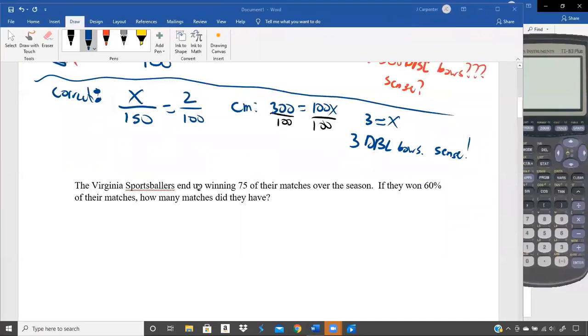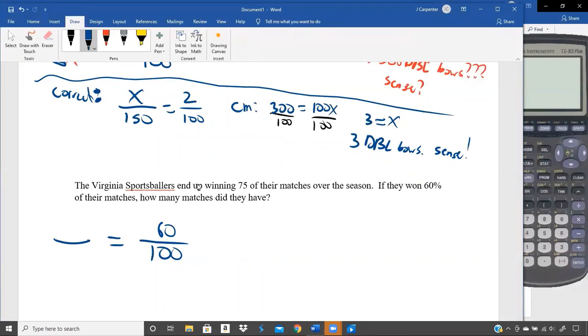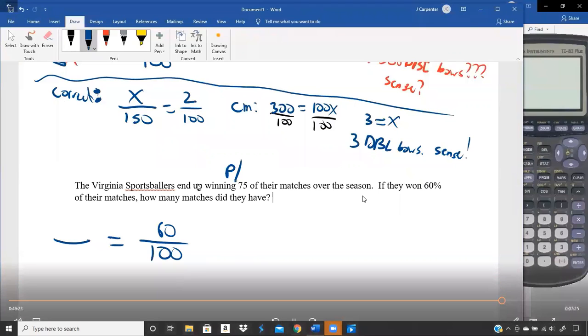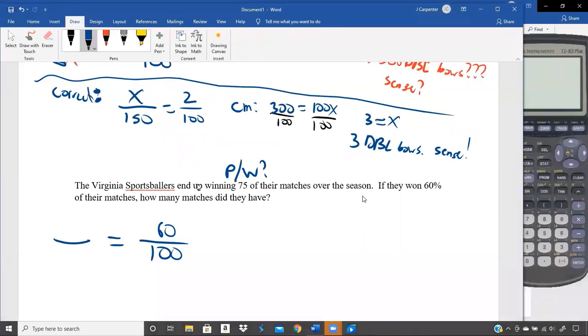All right, so same idea, fraction equal fraction, talking about percent, so one of the bottoms has got to be 100, the percentage is 60%, so the 60 goes there. So the sports ballers ended up winning, sounds like the Washington football team, right? End up winning 75 of their matches over the season. How many matches did they have? So the question you're asking is, is the 75 the part, or is it the whole? Well, they won 75 matches. Does that say that they played 75 matches total? Well, no. If they only won 60% of them, they had to have played more than 75 matches. So that can't be the whole.